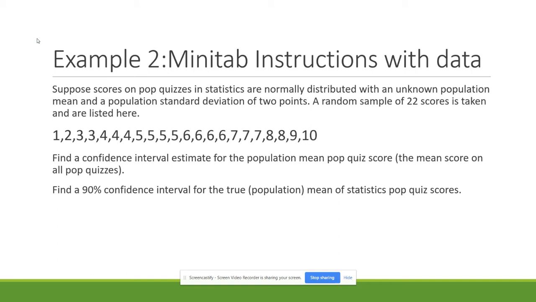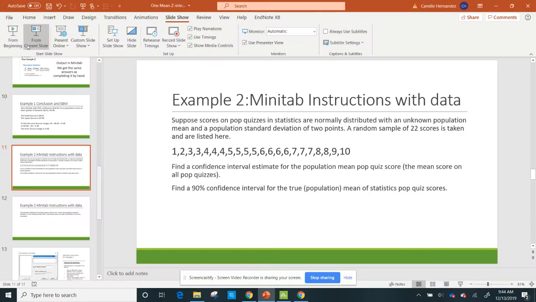So you can see the 22 scores, they range between 1 and 10. I want to find a confidence interval estimate for the population mean pop quiz scores, and I want to do it at the 90% level. How this is different from the first example is I have a range of data that I want to put in, and I want to use the sample data to estimate my population mean. My population standard deviation is 2 points. So I'm going to handle this one slightly different in Minitab. So let's go look at that.